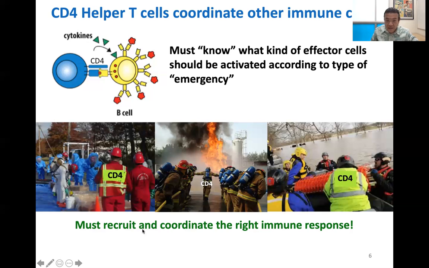When they hit the ground, these teams of specialized people have to be coordinated by supervisors who are on the ground with them. So these supervisors are like the CD4 helper cells, right? They know the game plan. They know who's supposed to do what and how to carry this out in order for a very specific type of threat that you're dealing with. Right? And I hope that makes sense to you.